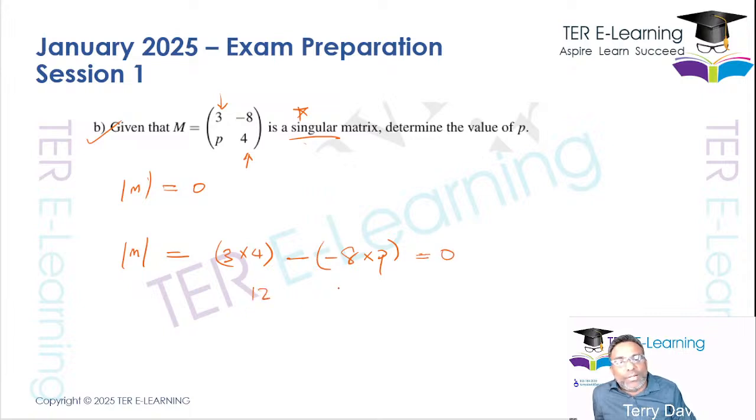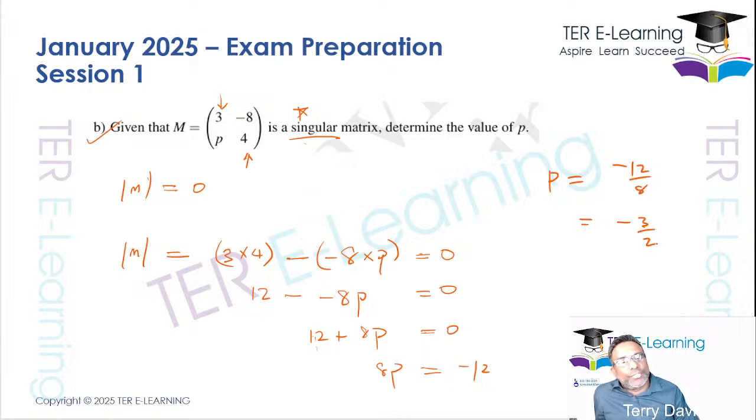So 3 by 4 is 12, minus -8 by P is going to be minus -8P, which is the same as saying 12 plus 8P is equal to 0. So therefore 8P is equal to -12. So therefore P is equal to -12 over 8, which is -3 over 2. So make sure you all understand what is meant by a singular matrix.